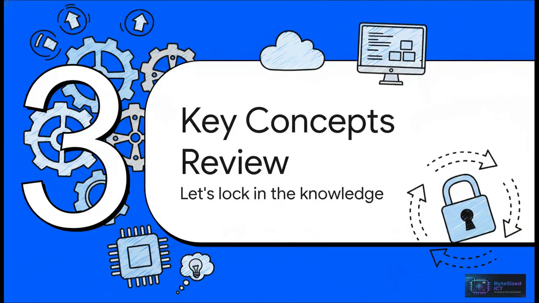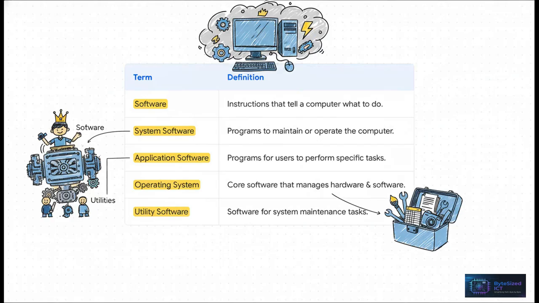Okay, we have covered a ton of ground. So just to make sure we've got the essentials locked in, let's do a super quick review of the main ideas we've talked about. So this table really sums it all up nicely. Remember, software is the big umbrella term. System software is what runs the machine. You've got the OS as the boss and the utilities as the maintenance crew. And then application software, well, that's your personal toolbox for getting things done.